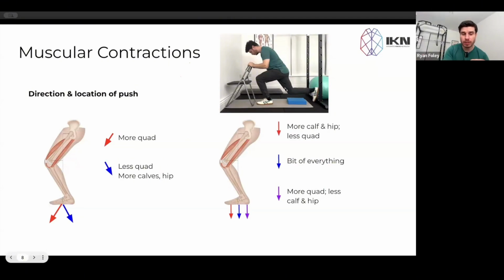So I want to use this slide here to discuss this, and then we'll jump into this iso lunge position and kind of discuss this in a bit more detail, but we'll probably do a little bit of both.